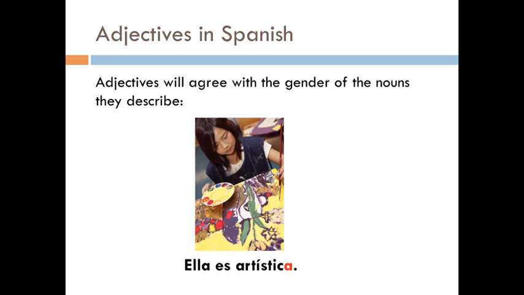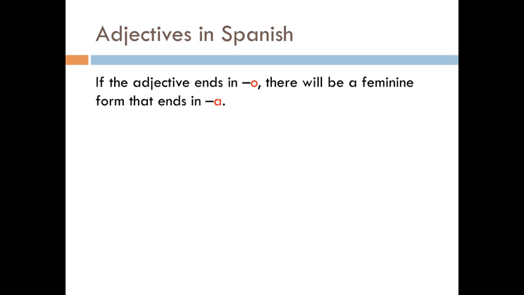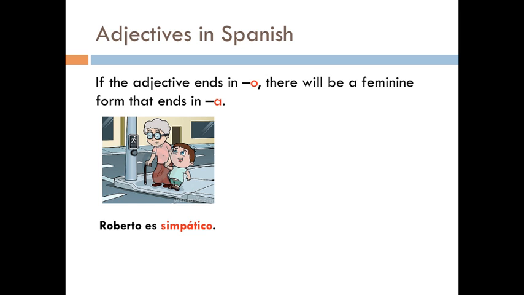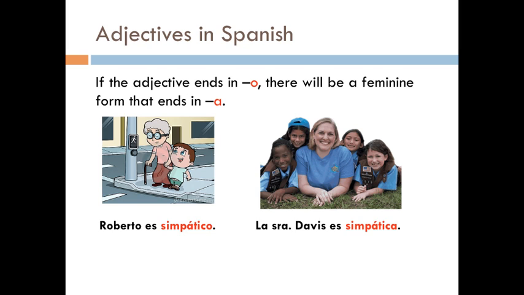So many adjectives have both a masculine and a feminine form. The rule is this: if the adjective ends in O, there's going to be also a feminine form that ends in the letter A. For example, we could say Roberto es simpático. Roberto's nice. If we're talking about La Señora Davis, we could say La Señora Davis es simpática. Simpático is the masculine form. Simpática is the feminine form.